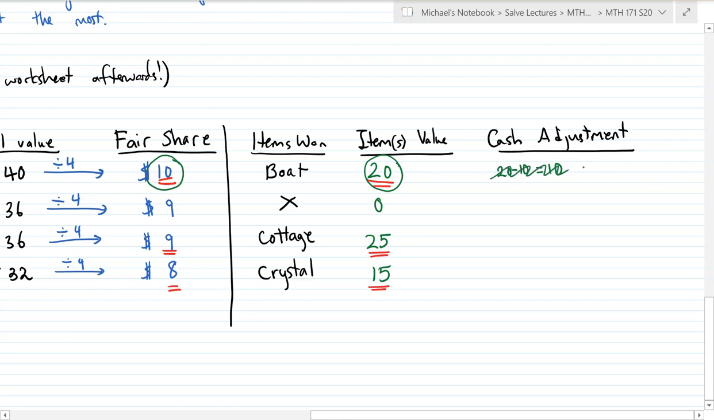Okay, but actually, she's paying $10, so there should be a negative 10. What about Michael? Michael is going up from 0 to 9, so he needs to get plus 9,000. What about Leah? Well, she wants to get to 9. She has 25, so the difference there is going to be negative 16. And same thing for Aze. Aze is trying to get to 8, but has 15, so he's paying 7,000.